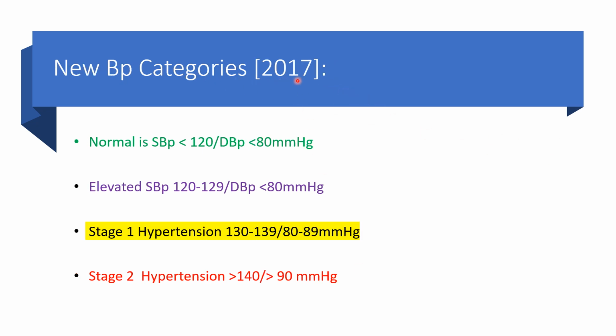Now, in 2017, the new one, right? Normal is still the same as 2003, less than 120 over less than 80. Elevated is the name given now instead of prehypertension, at 120 to 129 over diastole less than 80. You see the difference. Stage 1 hypertension is 130 to 139 over 80 to 89, while stage 2 hypertension is anything greater than 140 over anything greater than 90 millimeters of mercury.